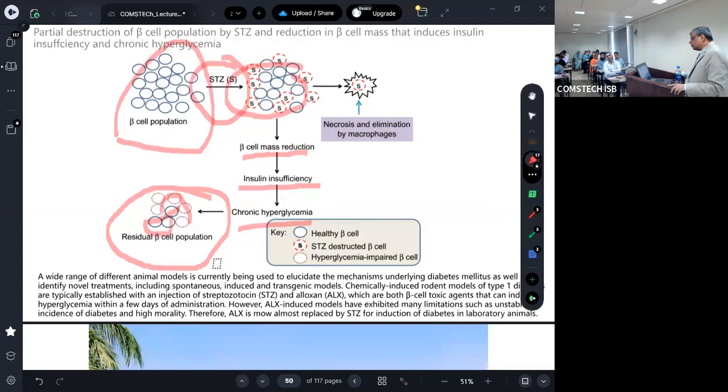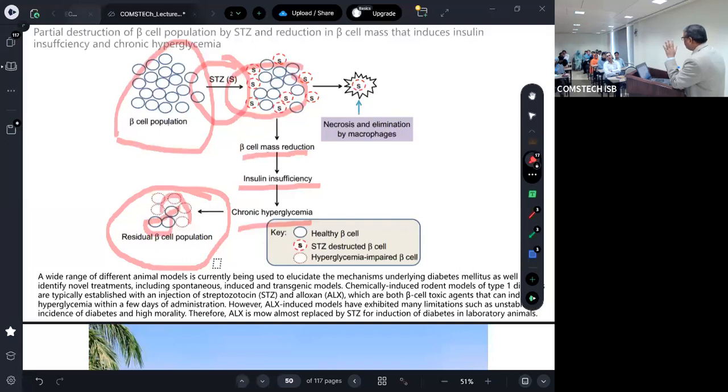So there are two mostly used chemicals. One is streptozotocin, another is alloxan. Alloxan has some difficulties. Number one, mortality is too high. Number two, there are claims and counterclaims. May alloxan induce that? It may. There is some reversal. Therefore, widely, streptozotocin is the best chemical for making diabetes.